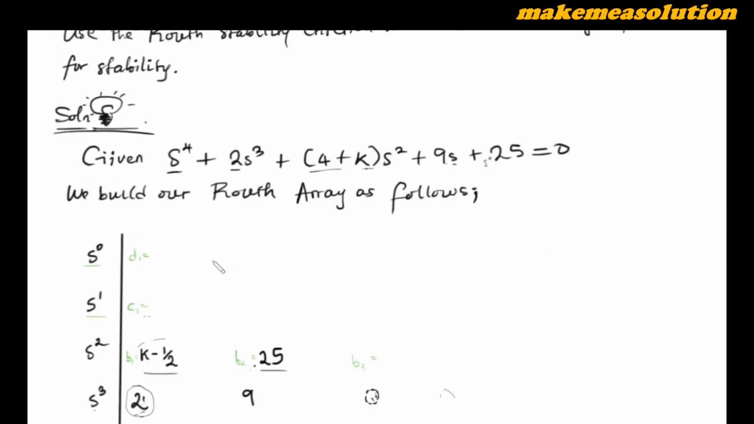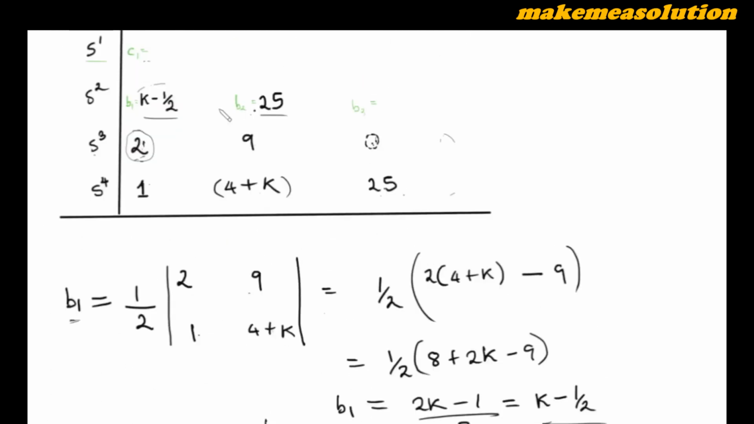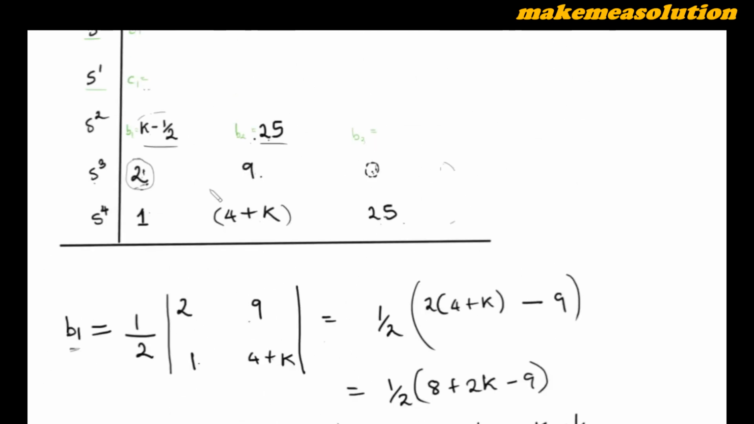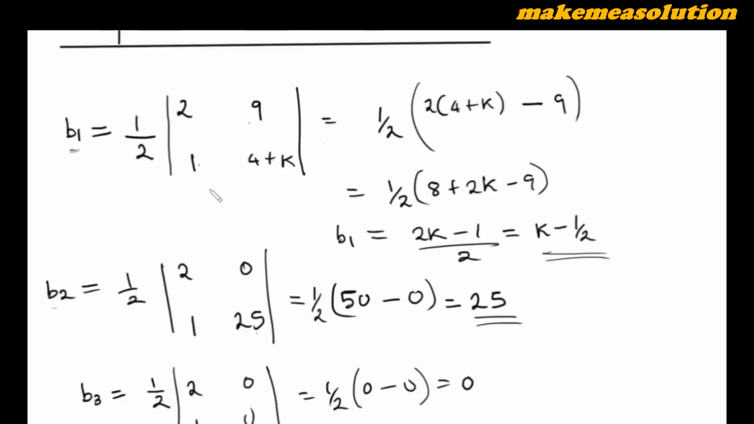Our determinants will now comprise of what? (K minus 1) over 2, 2, 25, and 9. Very good. So you have (K minus 1) over 2, and you have 2, you have 25, you now have 9. I hope I got that correctly. So yes, perfect.